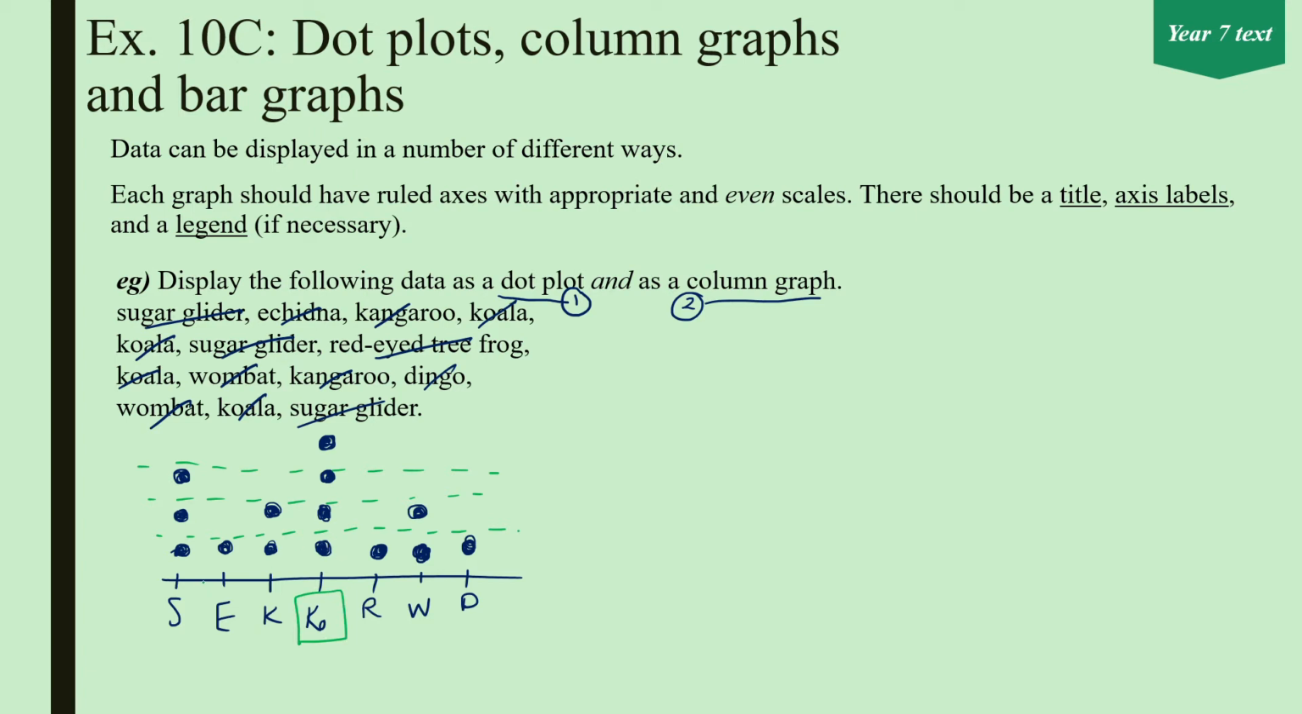Okay, hopefully we can also see, and I'm just going to switch colors one more time, that the gaps between each of these little spaces is pretty even. So that's what we mean when we say even scale. Okay, we're talking about the gaps between each of our columns or each of our bits of dots. All right, now let's convert that to a column graph.